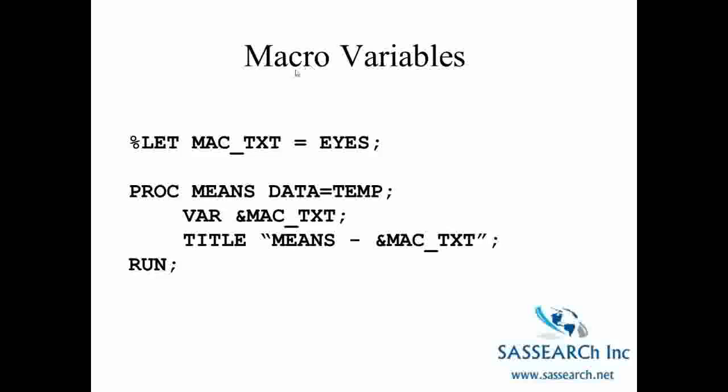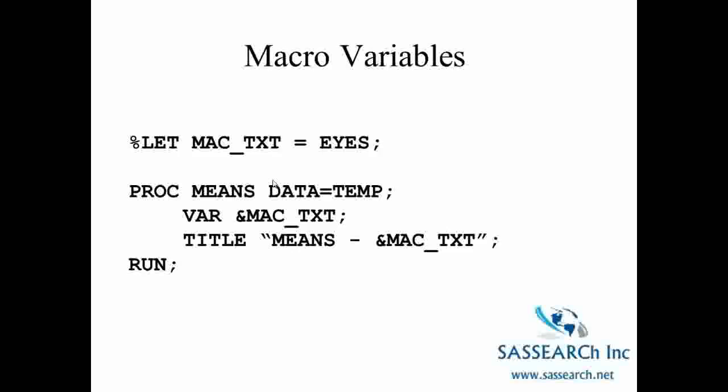And then we see here some code to do the procedure PROC MEANS. And we see here PROC MEANS DATA=temp. And when SAS sees this ampersand and macText, it's automatically going to substitute in this variable eyes into the VAR statement. Similarly, when SAS sees the TITLE statement with double quotes, Means, hyphen, ampersand macText, it's going to substitute in the variable eyes for the title.